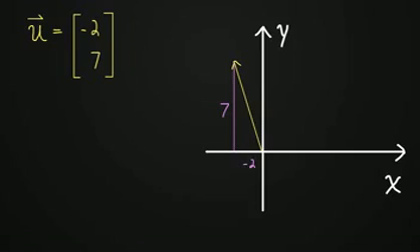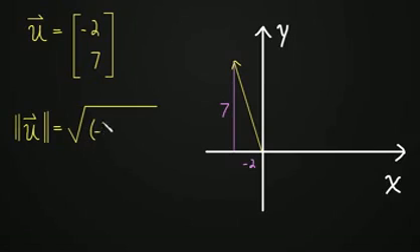Okay, and now the length of u, again, is just given by the Pythagorean theorem. And we can just skip right to the final step. And this is just going to be equal to the square root of -2 squared plus 7 squared, which turns out to be 53, the square root of 53. And that's it. It's as simple as that.